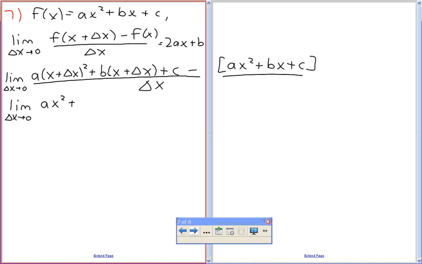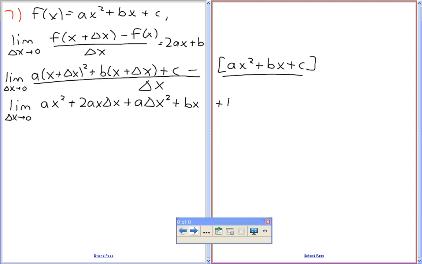I'm too fired up here today. This is 2ax delta x, is that right? Yeah. And then plus a delta x squared. Does that look good? Sarah, now that I've interrupted you, can you finish the rest of this, please? So you're going to have plus bx, plus b delta x, plus c, and then you're just going to subtract all the stuff.